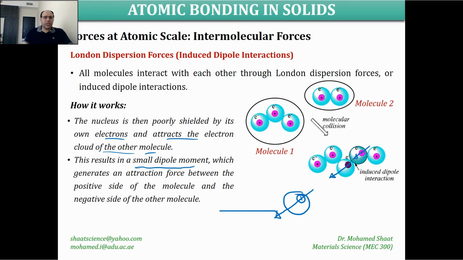Make sense? So this results in a small, and this dipole moment is very weak. So that's why this force is a very weak force in comparison to the other intermolecular forces. This results in a small dipole moment which generates an attraction force between positive and negative, between the positive side of the molecule and the negative side of the other molecule. So simply this is how the London Dispersion Force is generated, or the operating principle of this type of induced dipole interaction. Make sense? Another thing is why we got the name induced dipole.